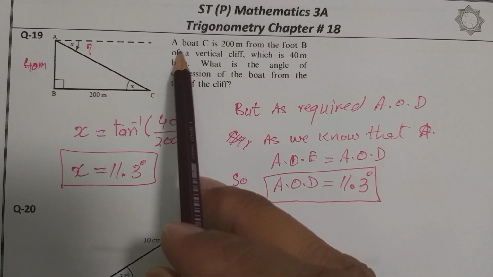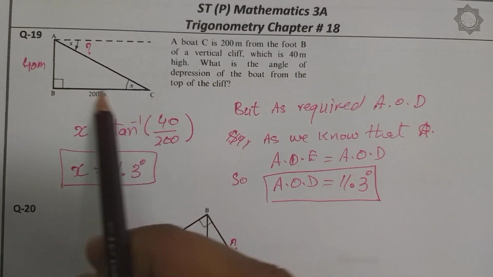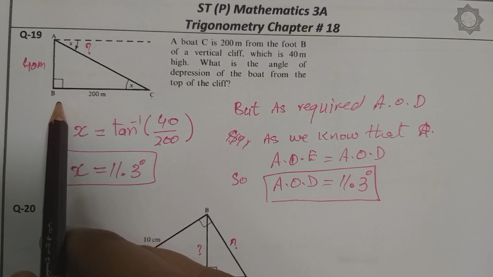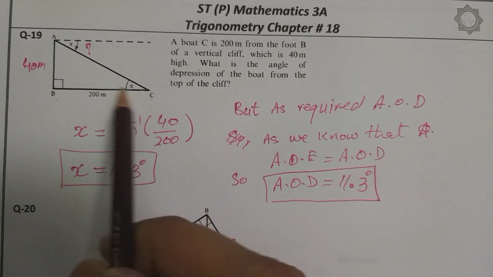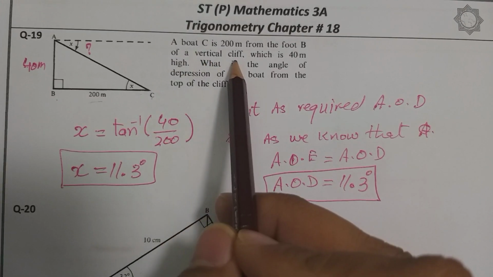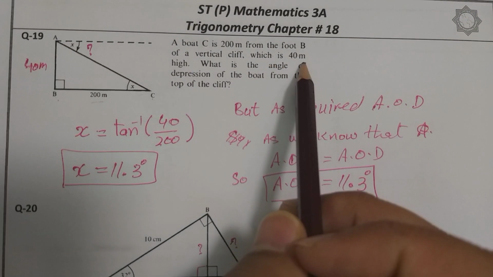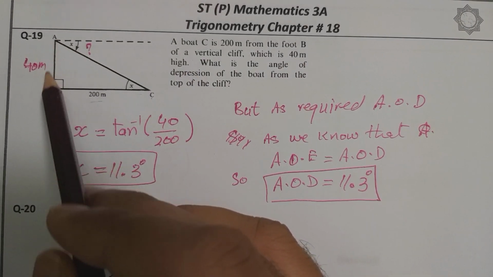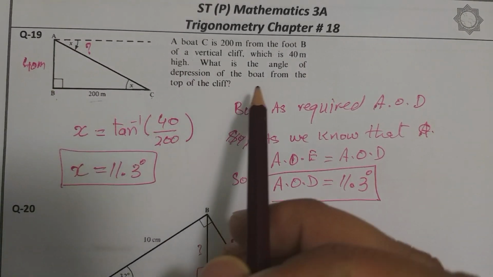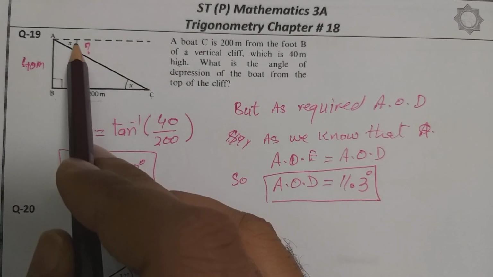Here we are given a boat C is 200 meter away from the boat B. So the distance between B and C is 200 meter, at the base of a vertical cliff. So this is the vertical cliff, which is 40 meter high. Okay, what is the angle of depression? Now we need to find the angle of depression.